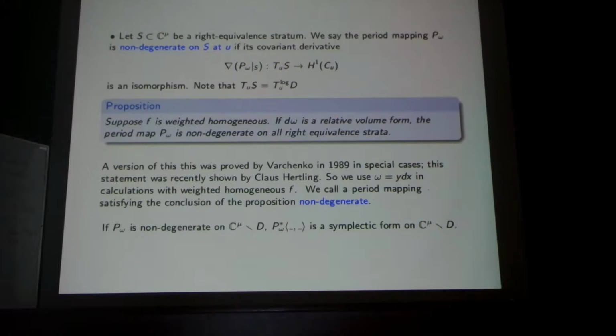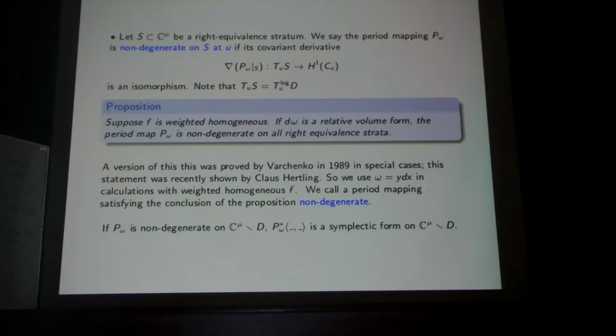So the interesting thing is that because the intersection form on the fiber is non-degenerate, it's a skew-symmetric non-degenerate form.